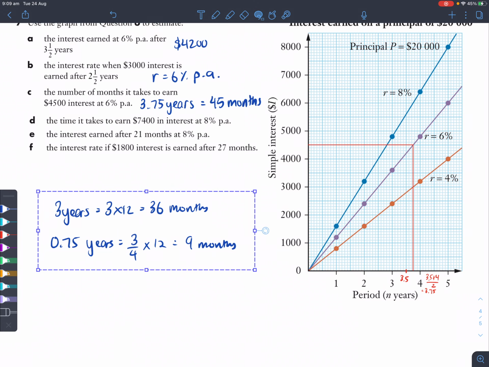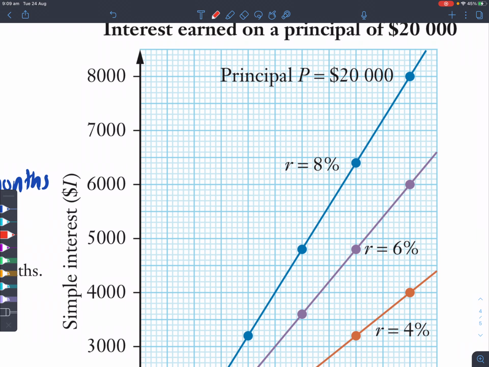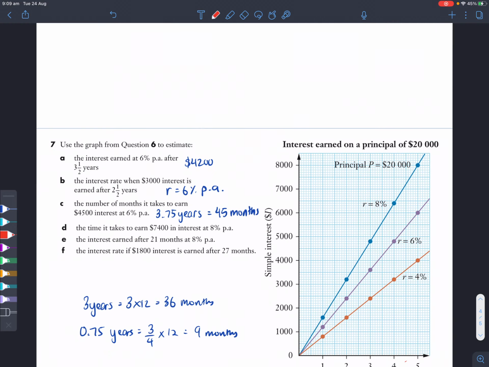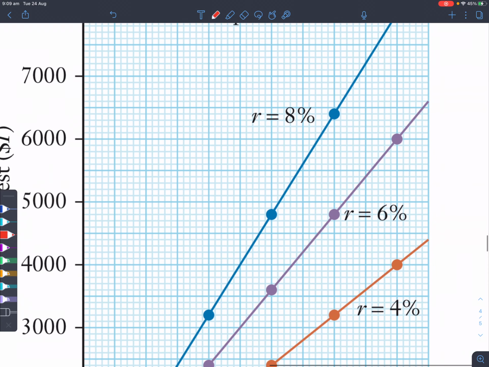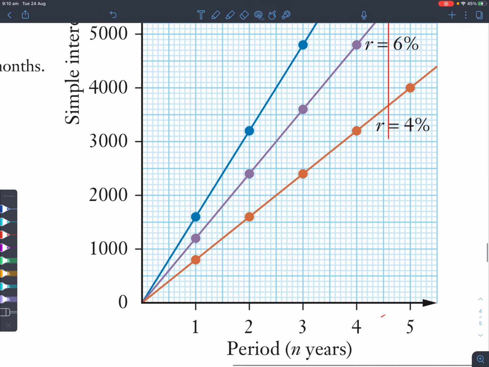Let's have a look at part D, which is the time it takes to earn $7,400 in interest at 8% per annum. Let's have a look at where that is. 7,400 will be 4 squares above 7,000, and it's at 8% per annum. So it's right there. Hit the 8% per annum graph like that, and this extends all the way down. Let me just extend that further so you can see it. There we go.